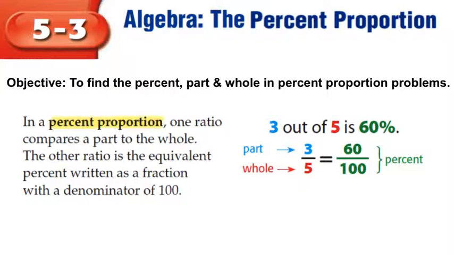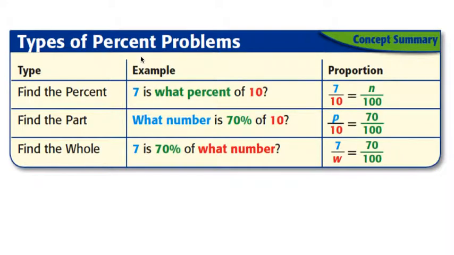So in this example, we have 3 out of 5 is 60%. So the part 3 is compared to the whole 5, and a percent is always the percent number over 100. The whole is 100, and the part is the percent number. So here are some different types of percent problems. You might have to find the percent, you might have to find the part, you might have to find the whole. And those are examples of what you would be looking for.